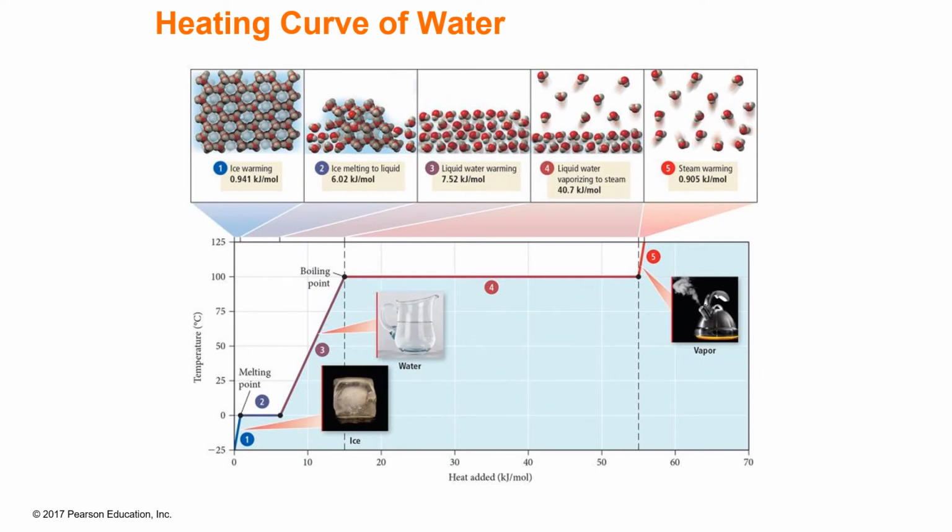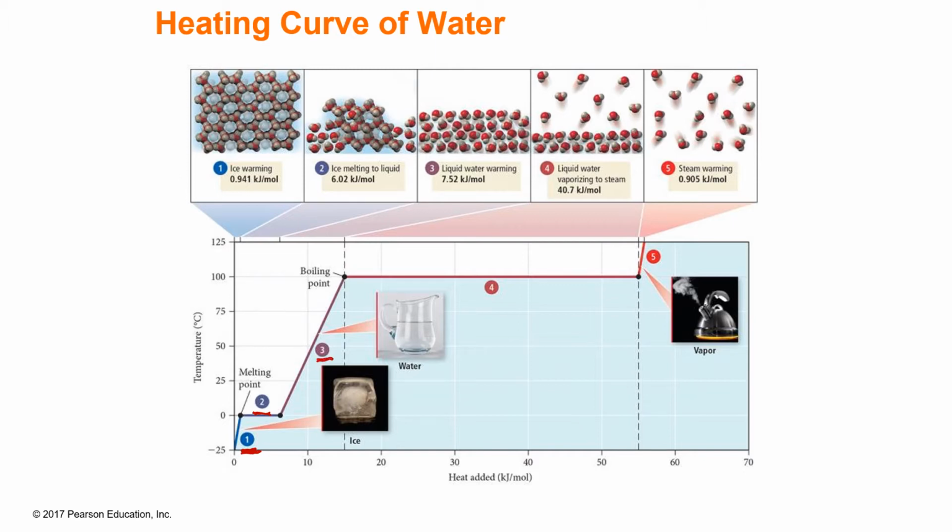Let's look at the energy required to move through our heating curve. We have different segments. So our segment 1 is where we're adding energy to the solid to bring it up to the melting point. So we're warming the ice up. In segment 2, we are converting the solid into a liquid.